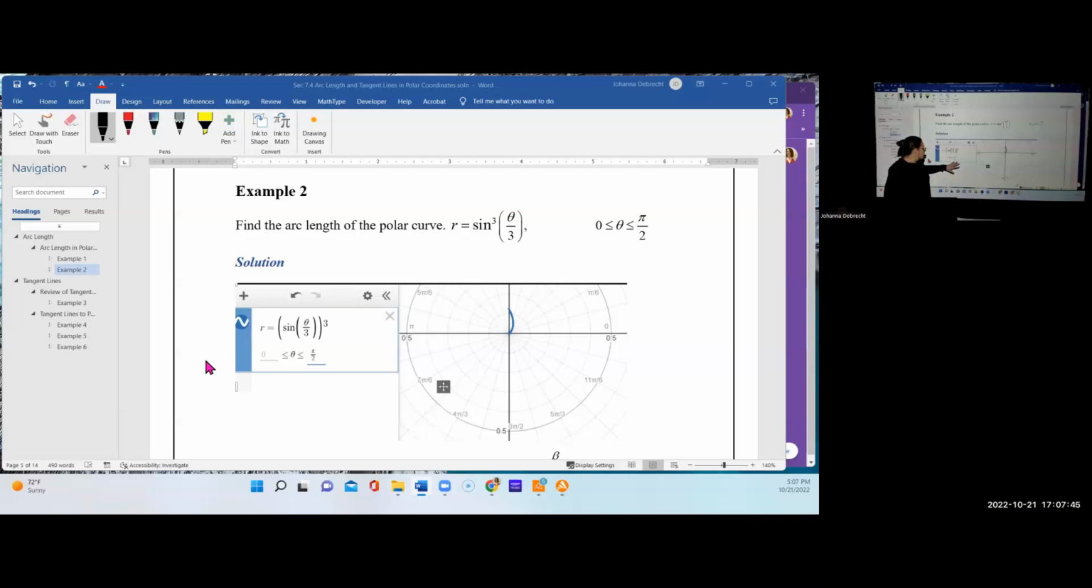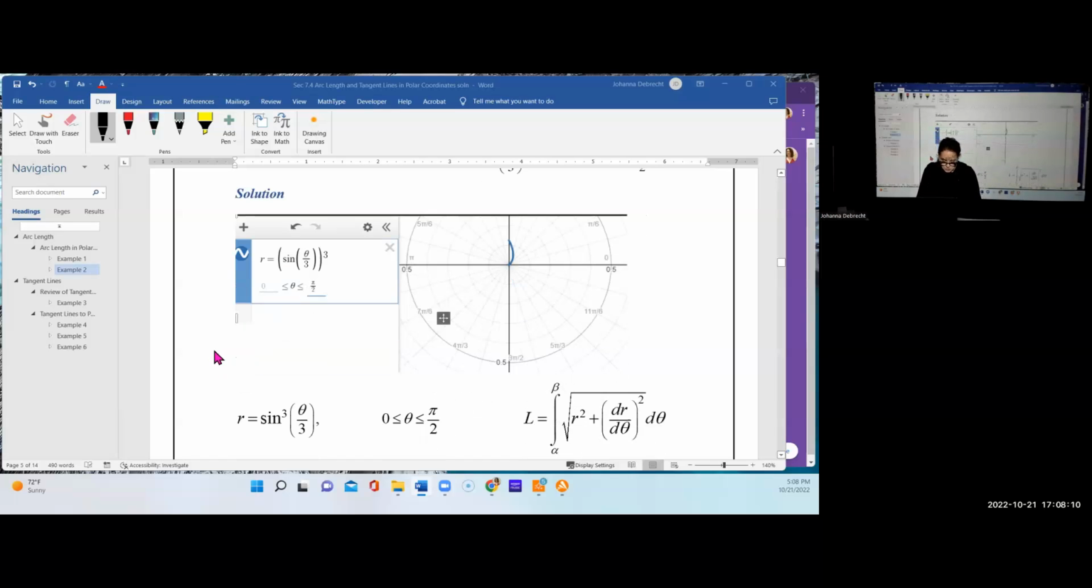So what we're going to do is apply the formula. You can tell that it's coming out from the pole here. When theta equals 0, the sine of 0 is 0, so it's at the pole. And as it extends to pi over 2, it kind of curves around a little bit into quadrant 1, and then it just barely crosses the pi over 2 line. So we want to apply our formula.